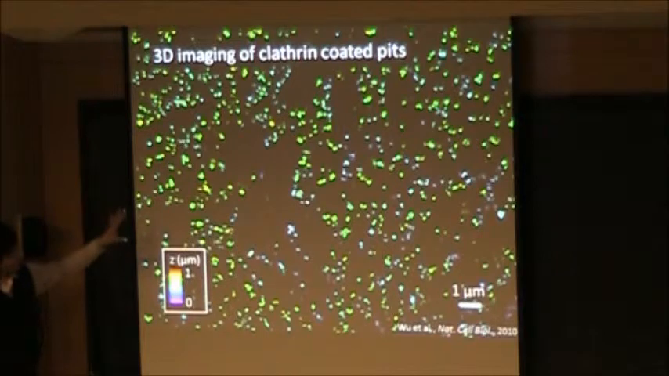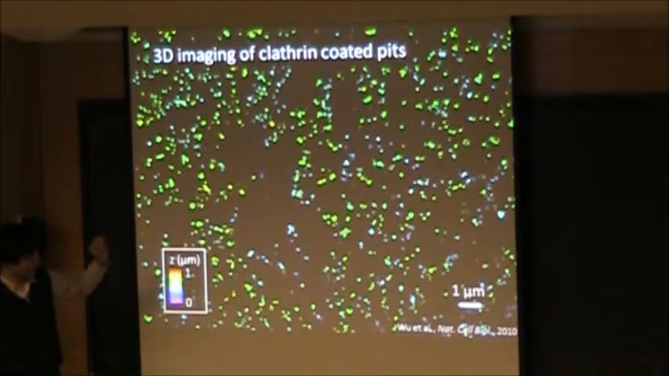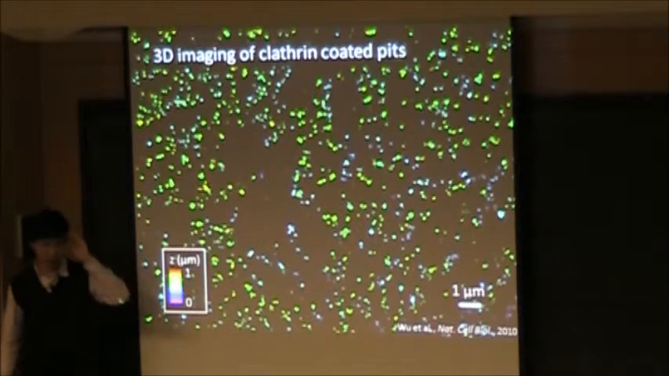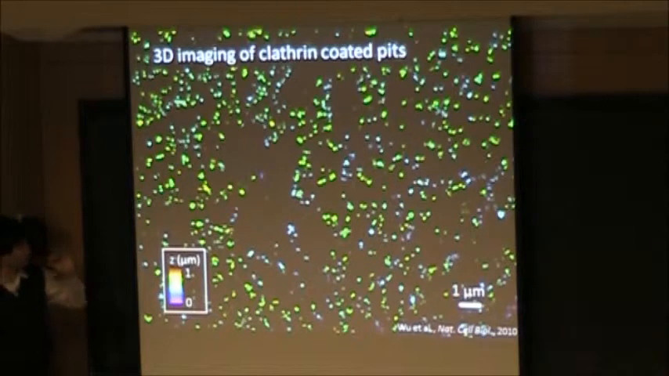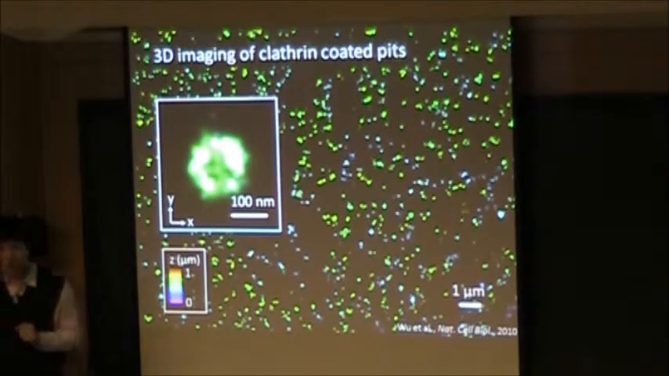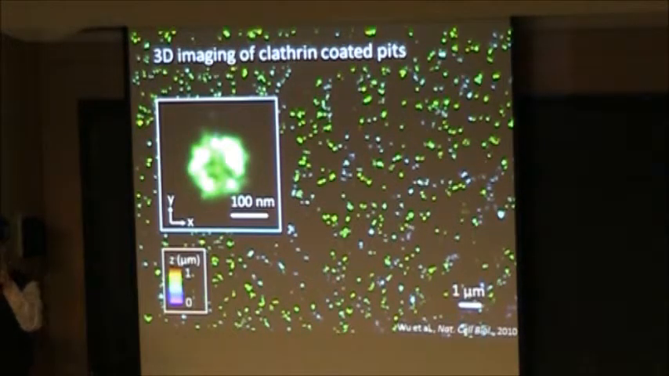This is an example from our collaboration with the Pietro De Camilli lab at Yale University, imaging clathrin-coated pits. These are in vitro reconstructed clathrin-coated pits. So it's a pit, which means a hemispherical cage structure with an opening.